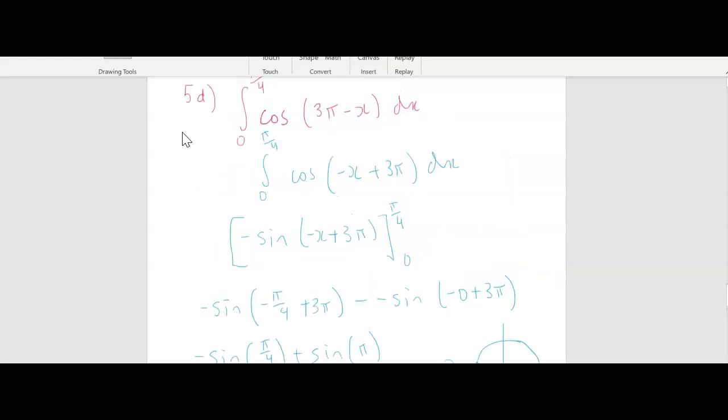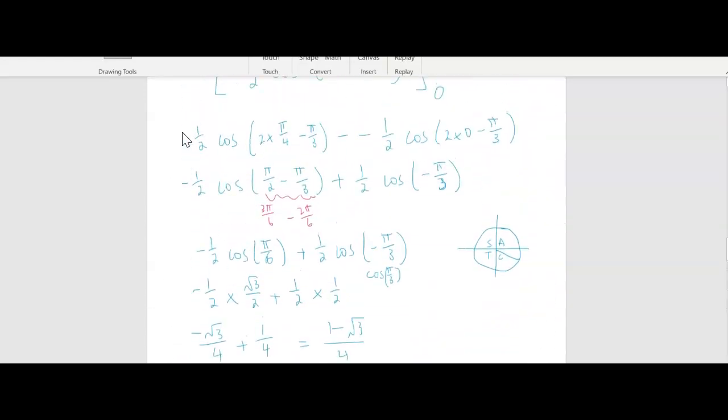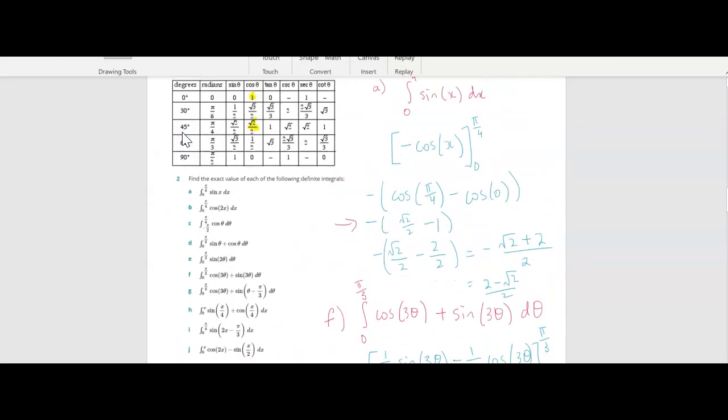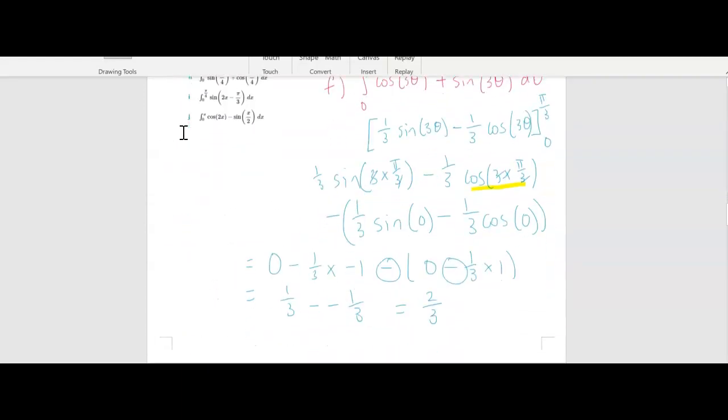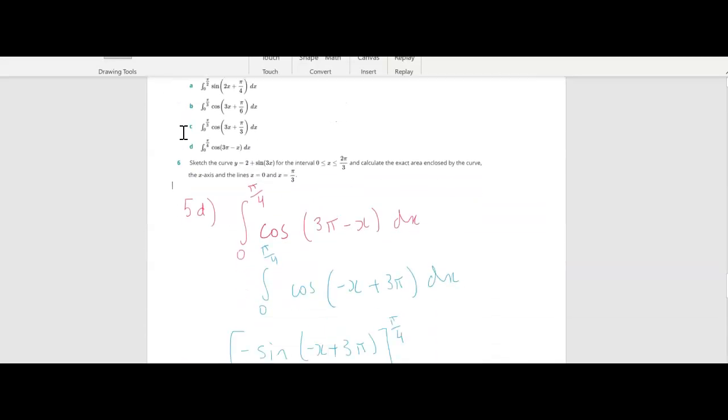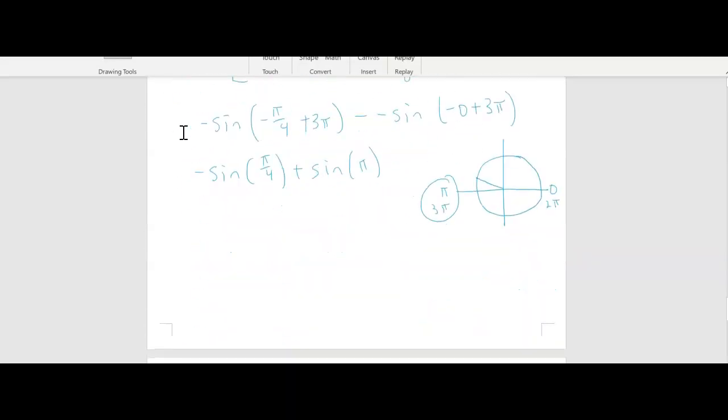All right, so sine pi on 4. Let's just go back up here. Where are we? Oh, no, it's root 2 on 2. That's the one I always remember because sine and cos is the same for that one. All right, so negative root 2 on 2, and sine pi is 0. So we get negative root 2 on 2.